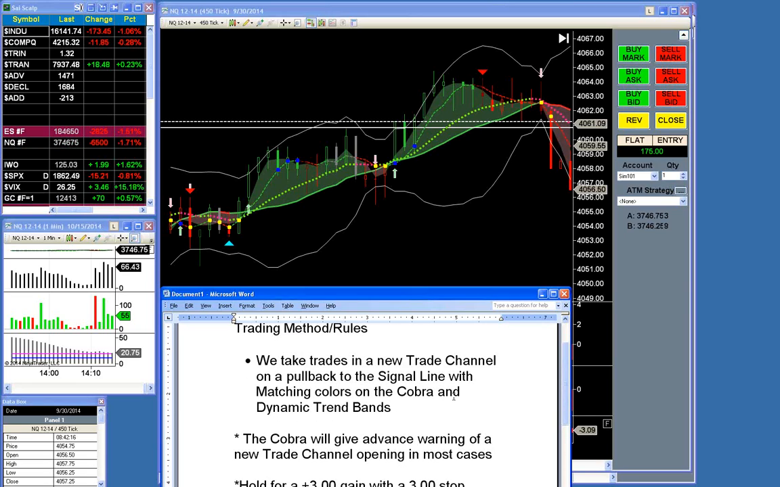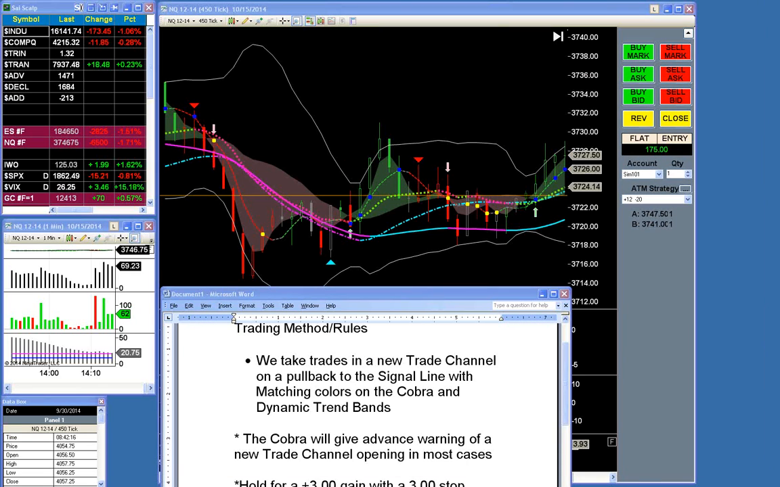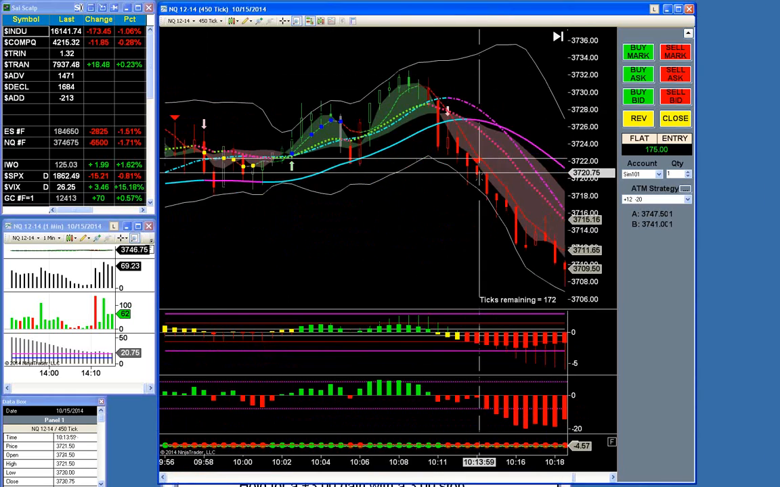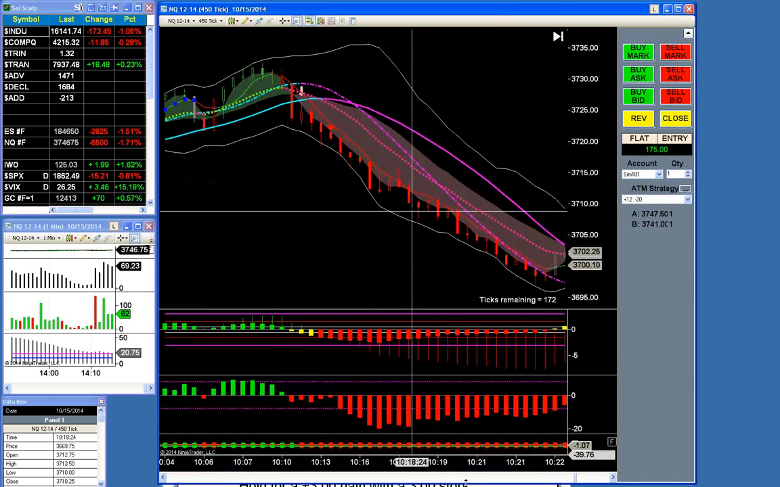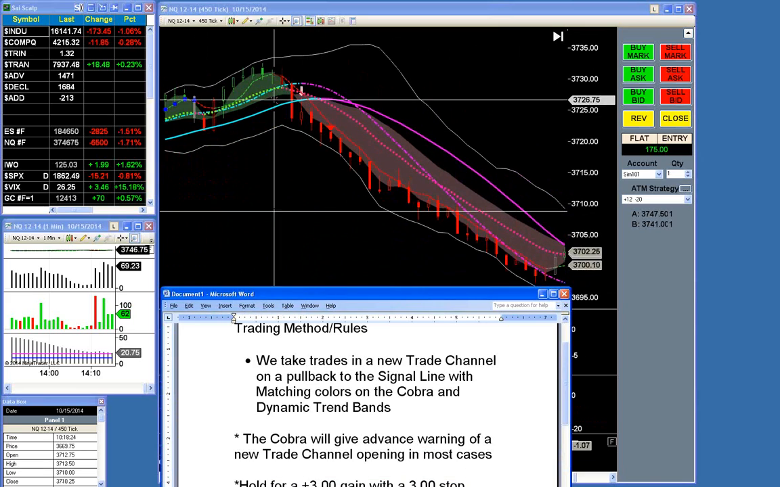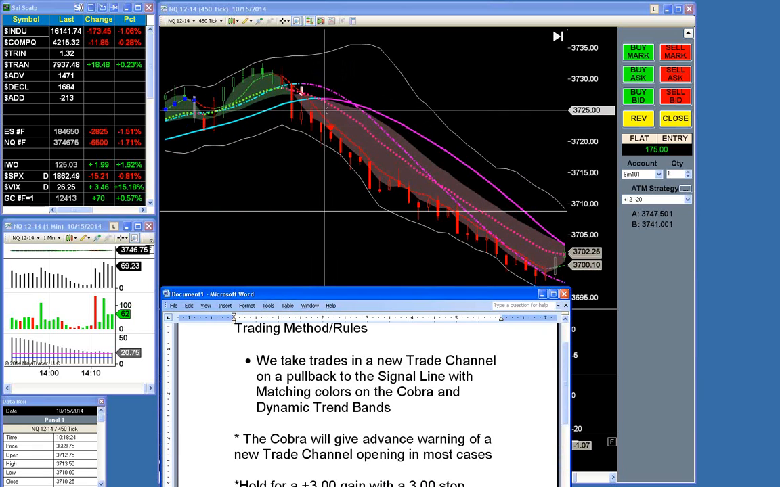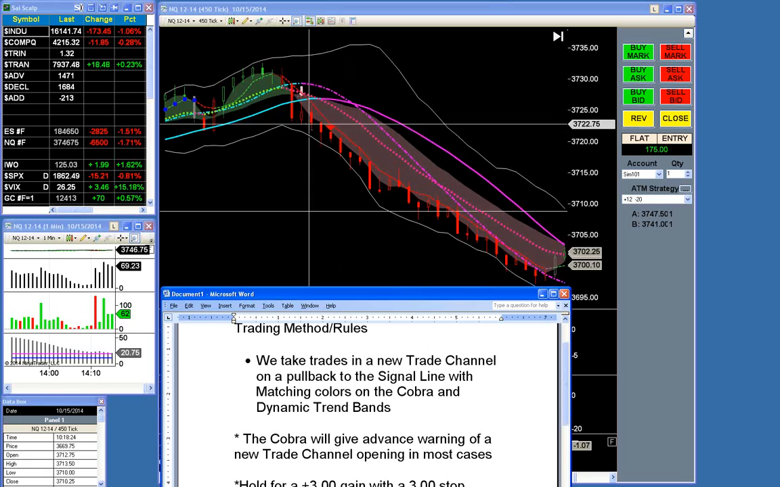Matching colors on the Cobra and dynamic trend band number 1, in relation to prices crossing over dynamic trend band number 2, which will normally be the case when you have Cobra and dynamic trend band number 1 matching. Practically every time you're going to have prices on that side of, see how they're matching here? The prices are almost always going to be on that side of the dynamic trend band number 2. This was part of the enhanced feature that I did to just simplify trading with Boomerang.